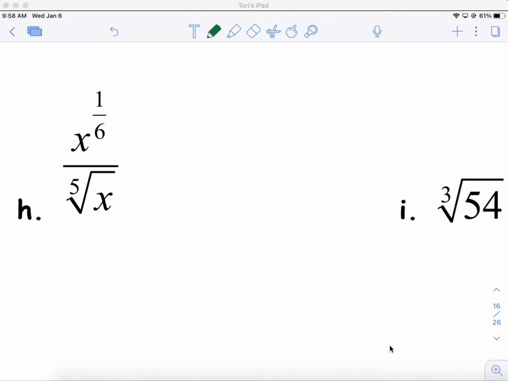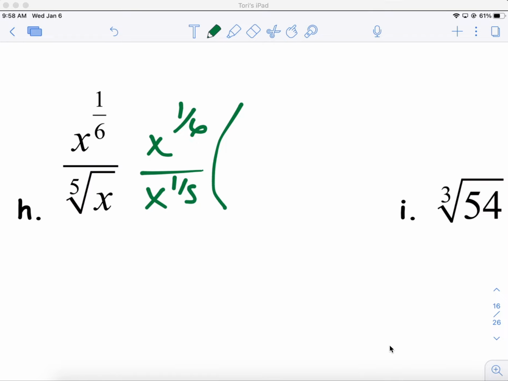All right. On this problem, you start with fractional exponents and radicals. So I do not care which one you end with, okay? I think it might be easier to do common denominators if you use all fractions. So here's what I'm going to do. I'm going to rewrite this as x to the 1/6 over x to the 1/5.